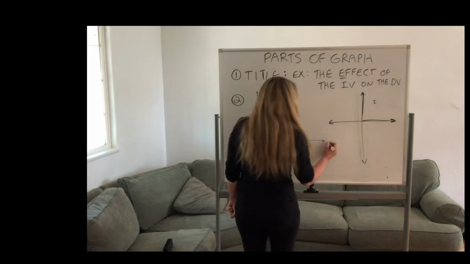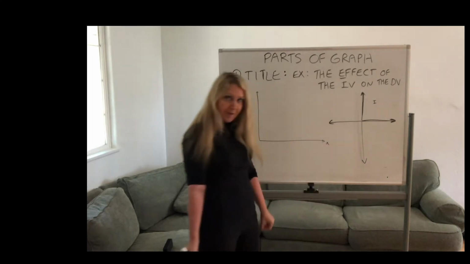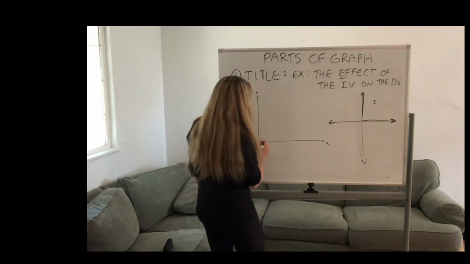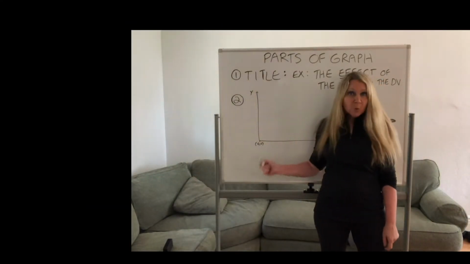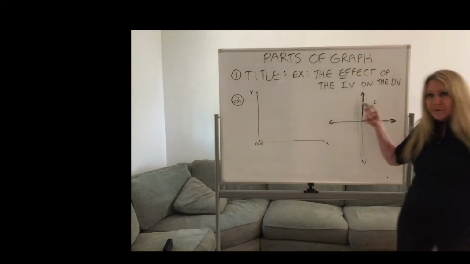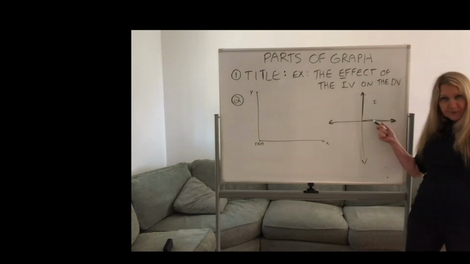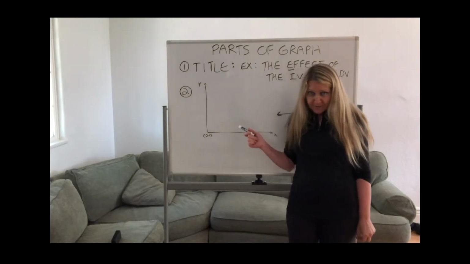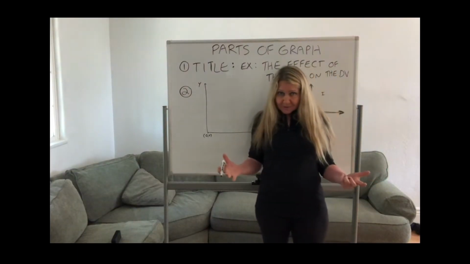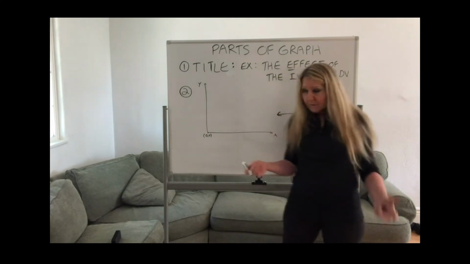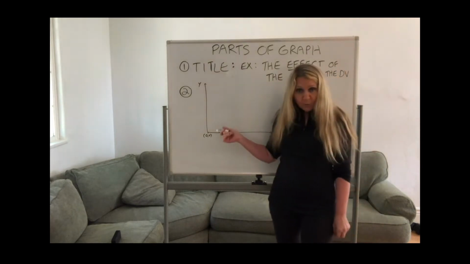We know the x-axis is on the horizontal, and the y is vertical. 0, 0 here is the origin. Since we're looking at this part of the graph, 0, 0 is the origin. And so now we have x and y axes. Axes is the plural form of axis. Okay? So here we have x and y.